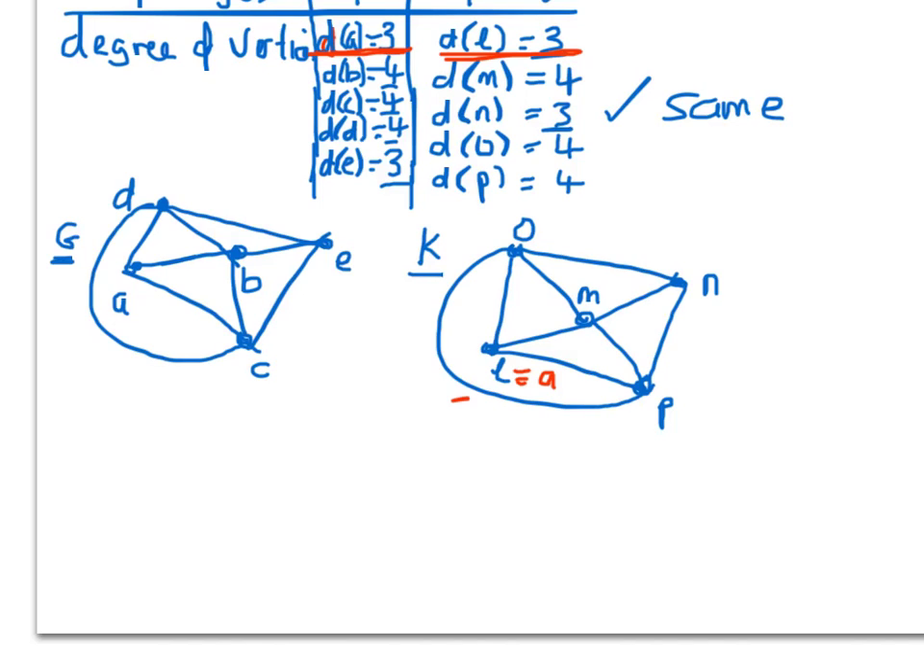Now looking at the positioning, I can rename P, which has degree 4, as C. I can rename N as E, and rename O as D. And the one here in the center, I can rename that as B. Okay, so you can essentially see by me doing that that the 2 graphs are isomorphic. So let me write that down. G and K, you can see, are identical.